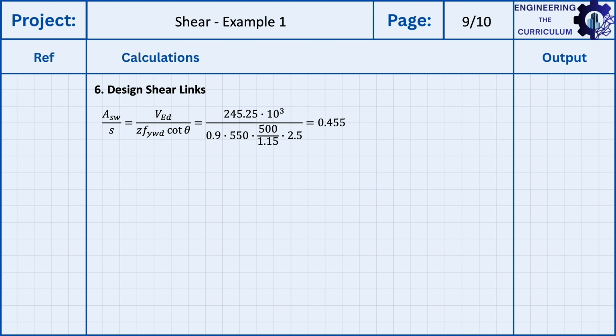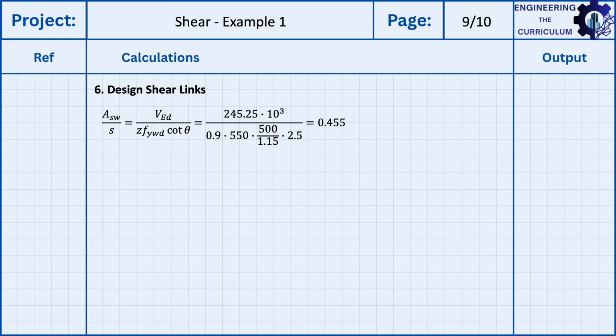So once again, I have a ratio, so the design shear links divided by the spacing between them needs to equal VED, and that is my design shear of 245.25, divided by Z, which we already said in shear, that's 0.9 times the effective depth, so 0.9 times 550, times FYWD, strength of steel divided by the safety factor for steel, 1.15, and times cotan the angle, 2.5. Multiplying by 10 to the power of 3 to organize my units, because the strength of steel is in megapascals, which is newtons per millimeter square. The VED I've given in kilonewtons.